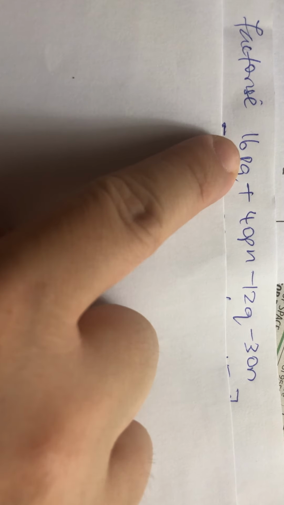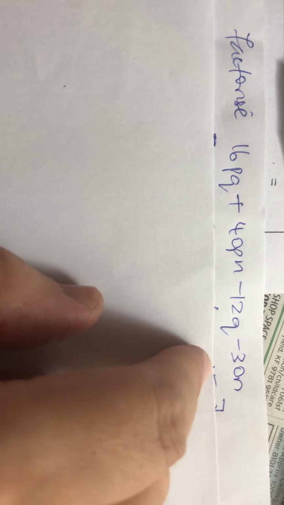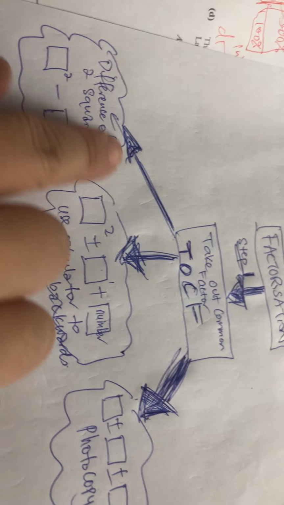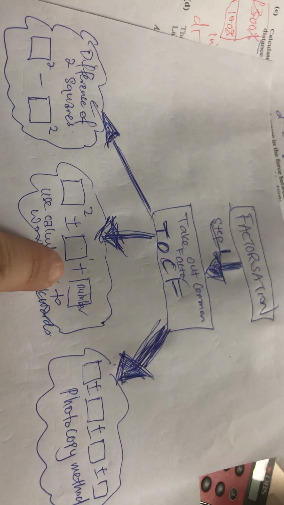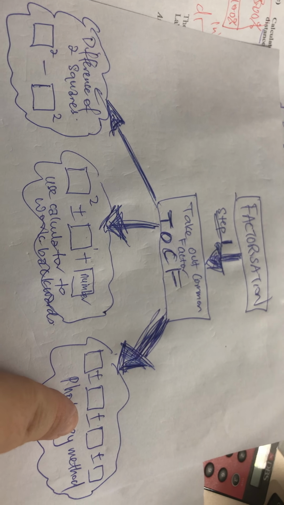Alright, there will surely be a question on the photocopy method, okay, because it's part of the syllabus for Sec 2, although we learn it in Sec 1. Now, when you see an expression like this made up of 1, 2, 3, 4 terms, take note that it most likely won't be able to use this, so you have to use this, okay?